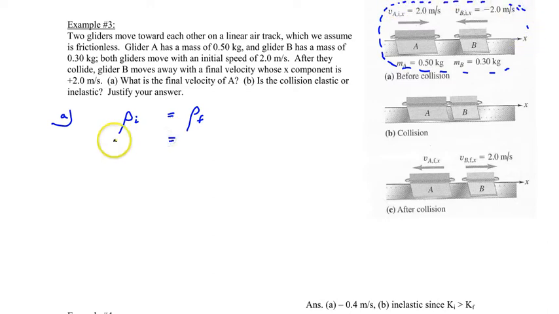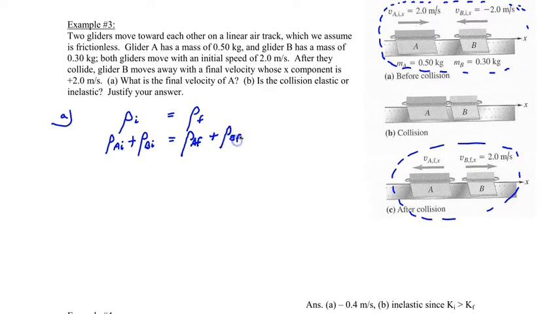Really you could think of this as the momentum of object A initially plus the momentum of object B initially must be equal to the momentum of object A finally plus the momentum of object B finally. So you could probably go straight to mass A times velocity A initial plus mass B times velocity B initially. And then over here finally we have mass A times velocity A final plus mass B times velocity B final. So then at this point you substitute the numbers in.